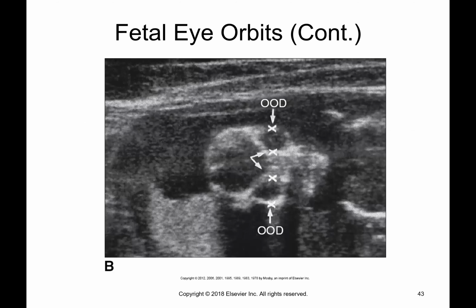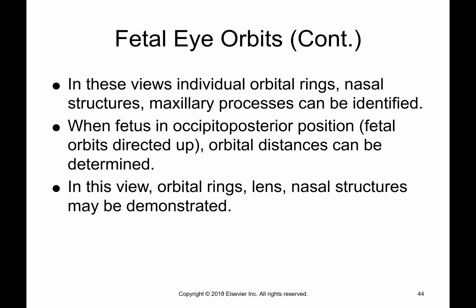We don't usually do the orbital diameter, which this person is doing in this image, unless we are concerned that there could be abnormally spaced eyes. Most of the time, it's more of just looking at it and you can tell if it's normal or not.